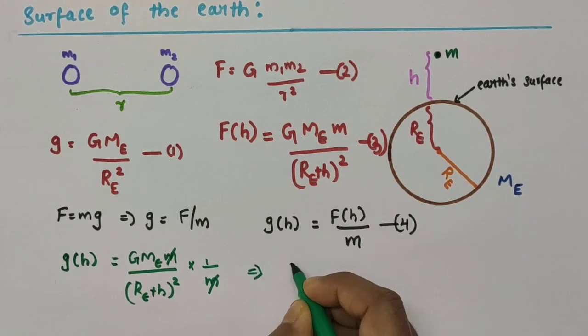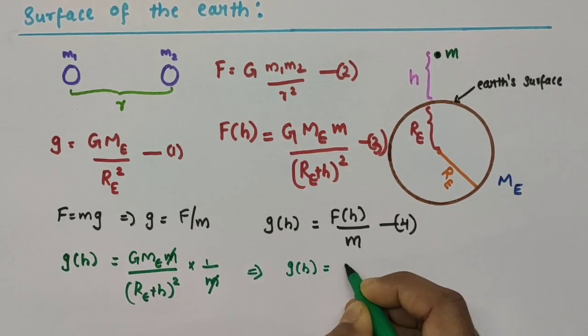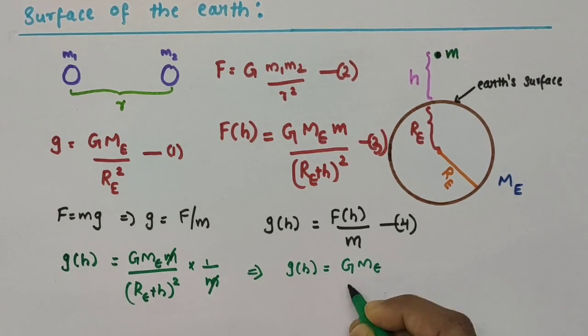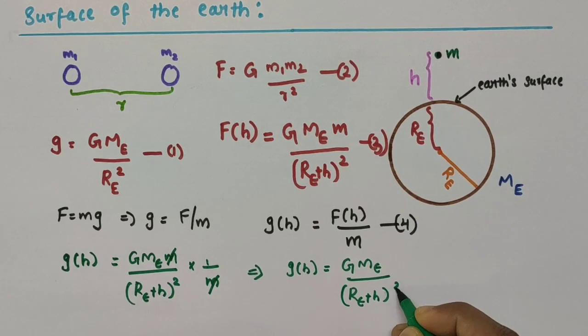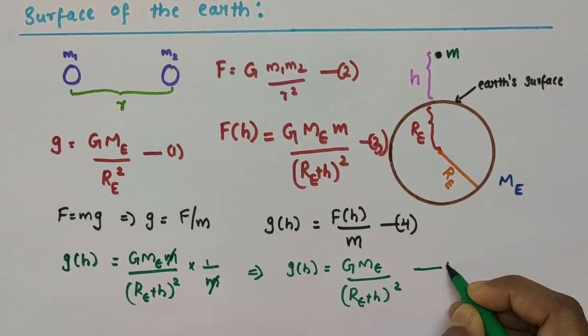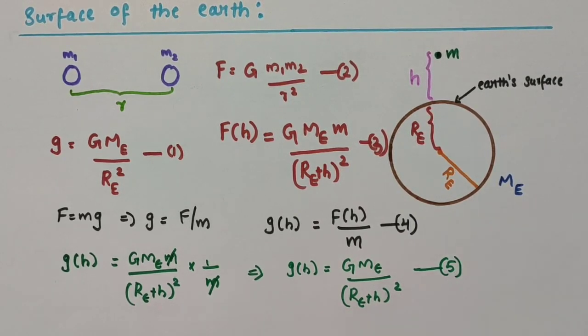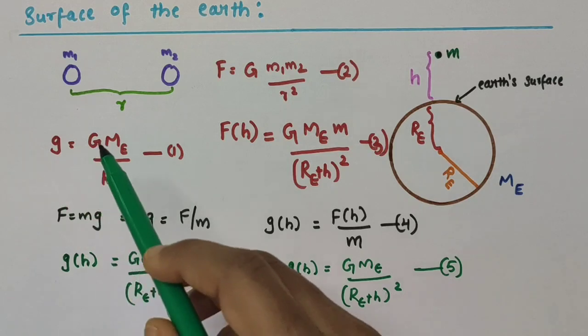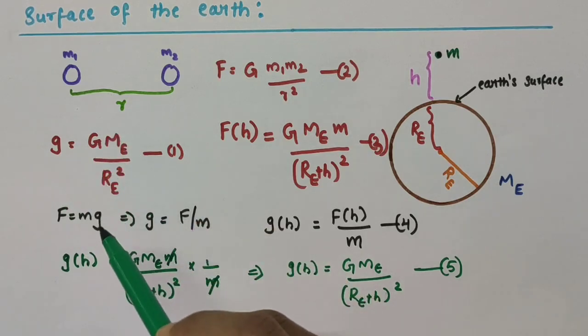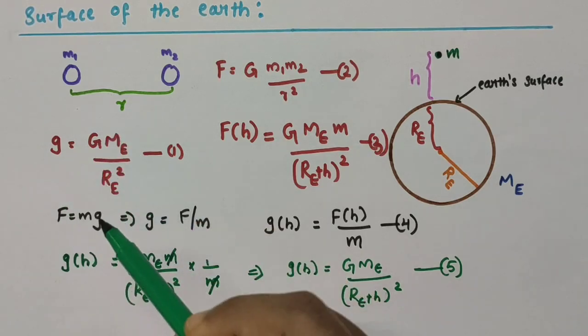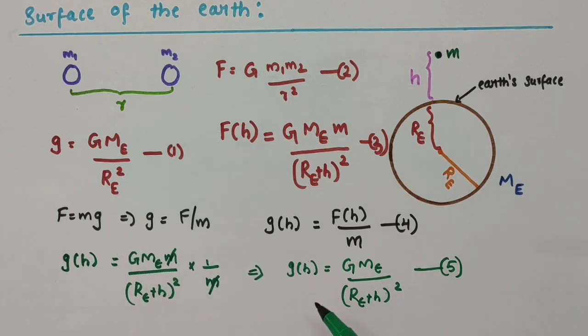So rest we have g of h is equal to G Me divided by (Re plus h) the whole square. Okay, I am taking this as equation number 5. See, the acceleration due to gravity on the surface of the earth is g equal to G Me divided by Re square. And acceleration due to gravity at a height h above the surface of the earth is G Me divided by (Re plus h) the whole square.